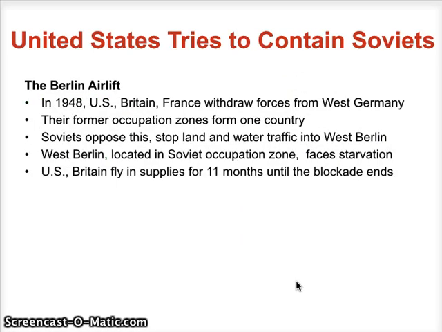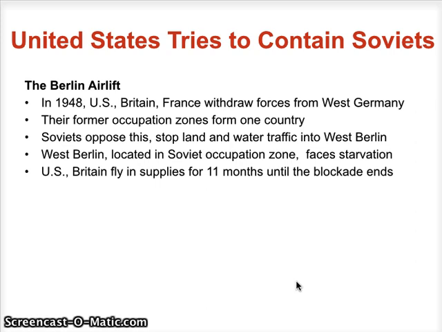The Berlin Airlift. About 3 years after the war, we have our first major conflict happening in Berlin. Now, Berlin is a major city in Germany, and it is actually divided. It is part of the division between East and West. The eastern part is under Stalin, and the western part is under the US, Britain, and France. In 1948, the US, Britain, and France are starting to withdraw their forces from West Germany.